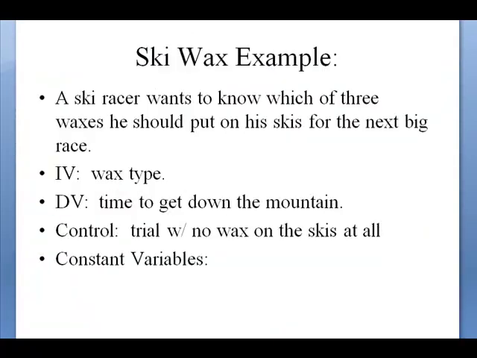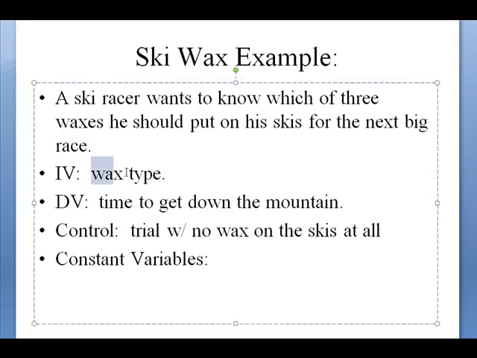Getting back to that ski racer, he's going to test 3 different types of waxes, so he runs 3 different trials, 1 with each wax, or maybe 5 trials with each wax, and then he can average the numbers. He's going to measure how fast it takes him to get down the mountain. That's his dependent variable. Those are the only 2 things he's going to vary. He's going to have a controlled trial, which is a trial with no wax at all. He's going to see how long it takes him to get down the mountain with no wax, and then he's going to try the different waxes and make a comparison.